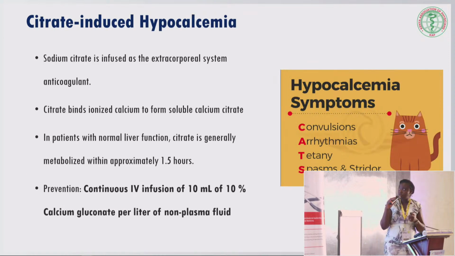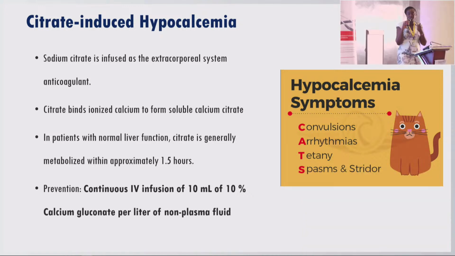So just for patients who have hypocalcemia, remember CATS: convulsions, arrhythmias, tetany, spasms and stridor. It's relatively easy to manage. For patients who already have low calcium, you can start an IV infusion of 10 mLs of 10% calcium gluconate per every liter of the non-plasma fluid.